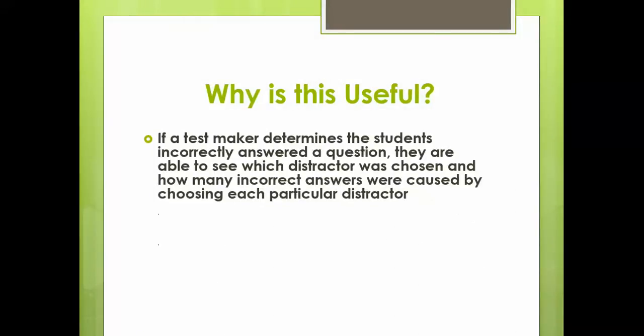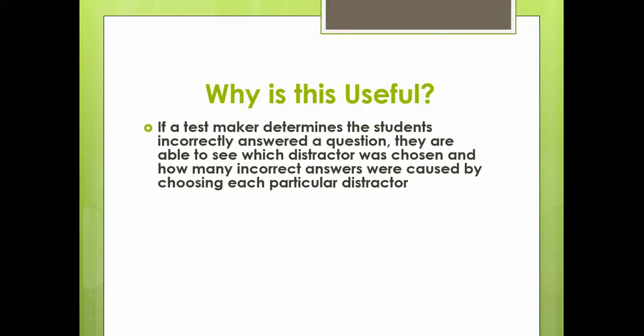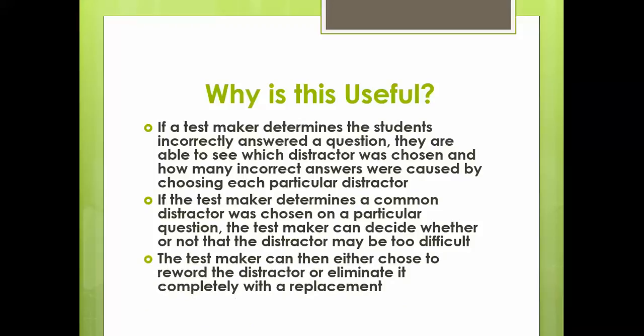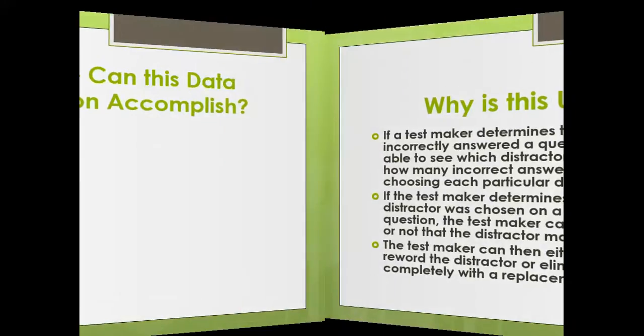Why is this useful? If a test maker determines the students incorrectly answered a question, they are able to see which distractor was chosen and how many incorrect answers were caused by choosing each particular distractor. If the test maker determines a common distractor was chosen on a particular question, like say there's 20 people and 16 people got it wrong, and they all picked the same distractor, then the test maker can decide whether or not that distractor may be too difficult, and in my opinion it would be. The test maker can then either choose to reword the distractor or eliminate it completely with a replacement.